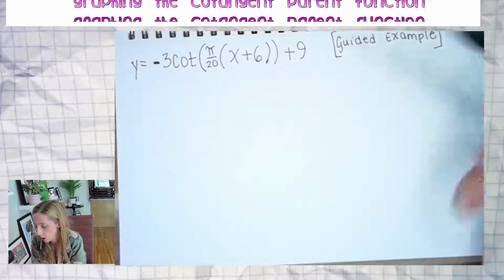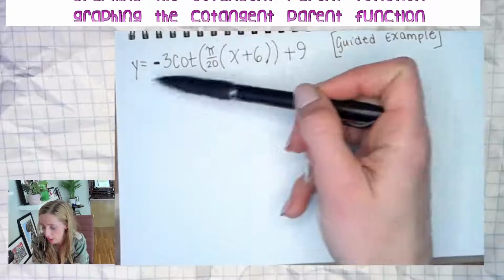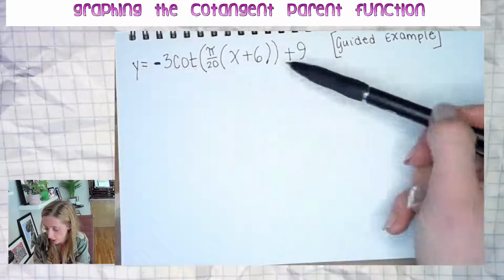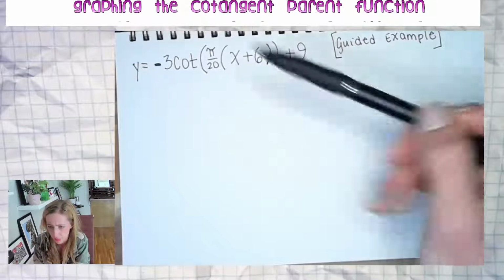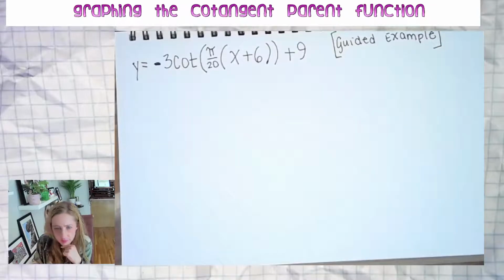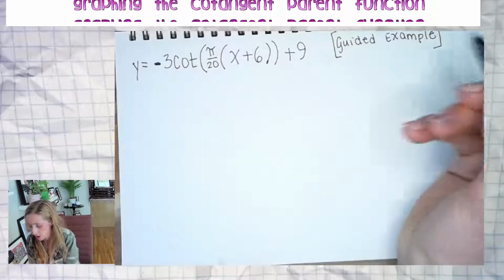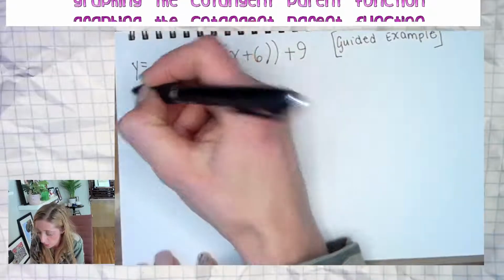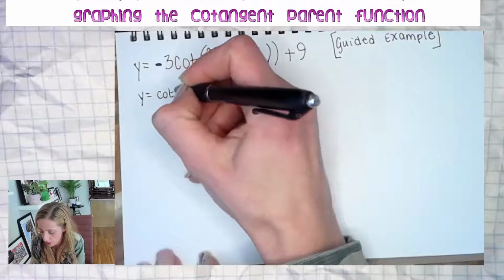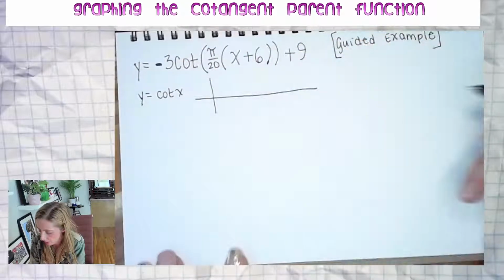In this video, we're going to do a guided example. We're going to work together to graph this transformed version of the function for cotangent. Okay, so that's what we're going to work on right now. All right, so cotangent, we want to first make sure we remember what the parent function looks like. So y equals cotangent x. I'm going to sketch a little sample of it right over here.